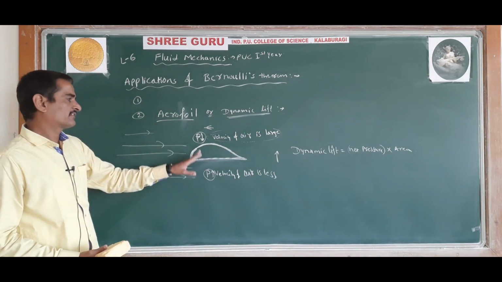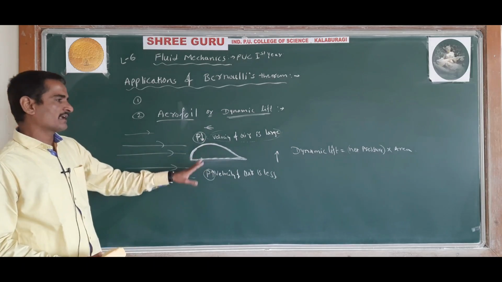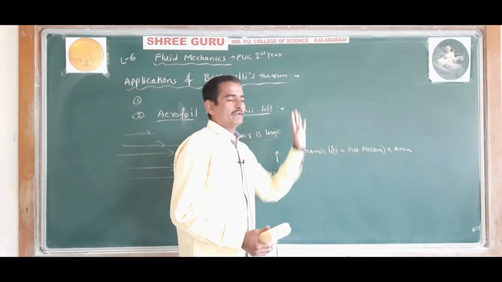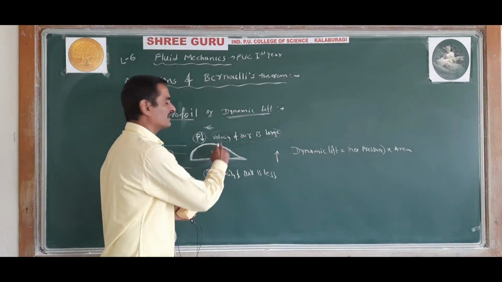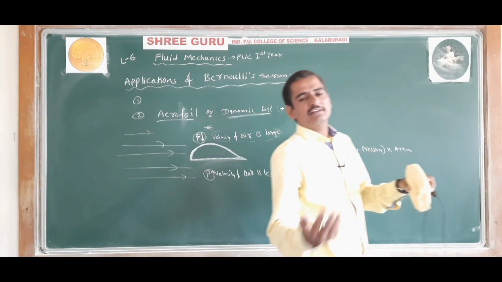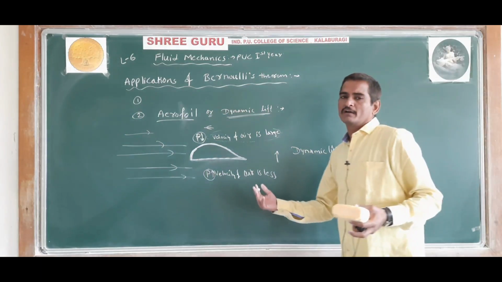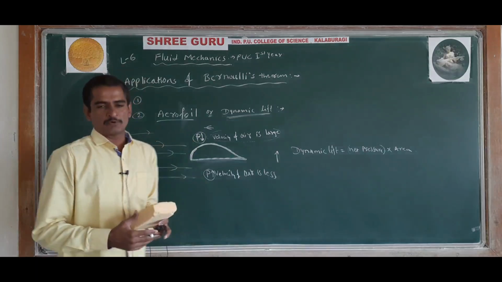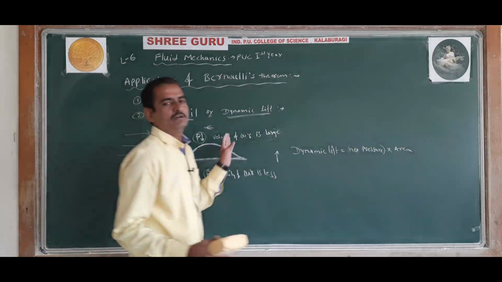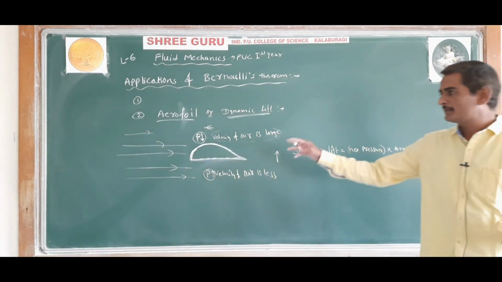The pressure difference between these 2 points we have to take, that is the net pressure into area of the wing will give the upward force acting on this wing. As a result, the aeroplane is lifted up, so it will help the aeroplane to move upward. Understood? So this is also on the basis of Bernoulli's theorem.